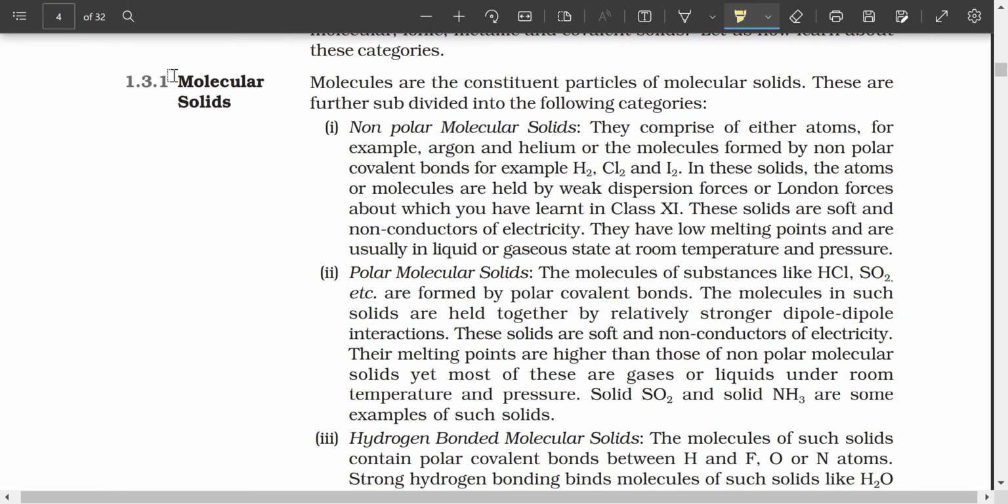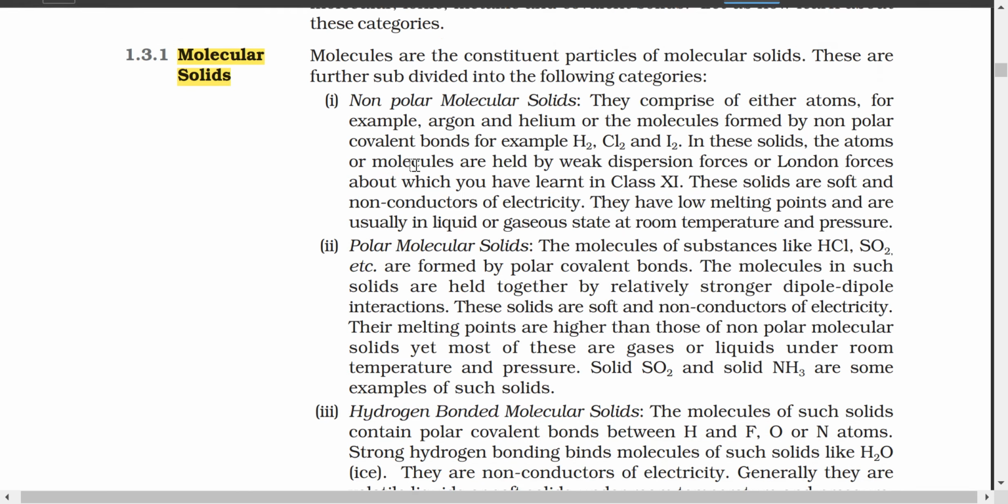The first one is molecular solid. Molecules are the constituent particles of molecular solids. Self-explanatory. These are further subdivided into the following categories. You have non-polar, you have polar, you have hydrogen bonded. So what will be in non-polar? They comprise either atoms, for example, argon and helium, or the molecules formed by non-polar covalent bonds, for example, H2, Cl2, and I2. Molecular solids.